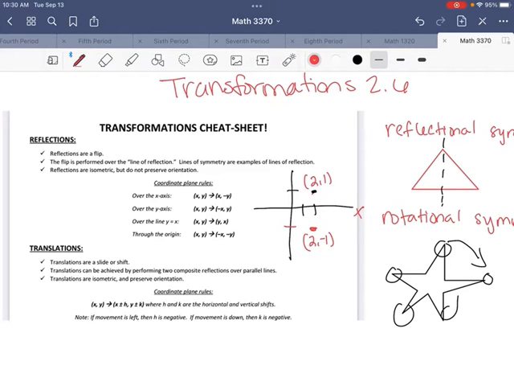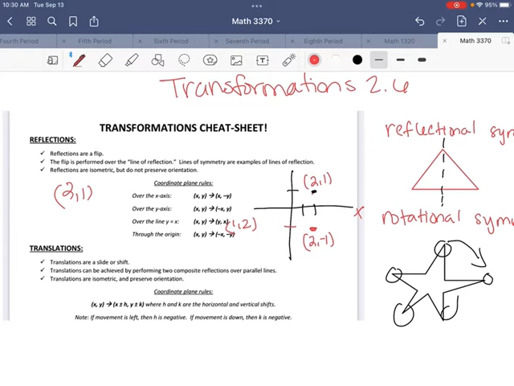Over the y-axis, the x changes, the y stays the same. Over the line y equals x, the points just flip. So if I have this point 2, 1, and I want to reflect it over the line y equals x, the points just flip. So my new point would be 1, 2.